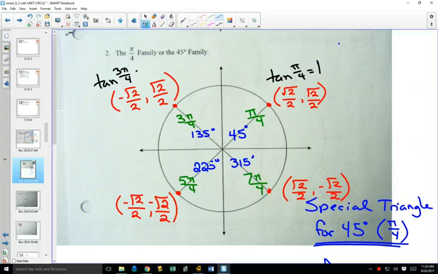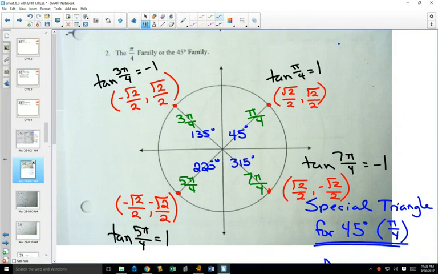In quadrant 2, well, from your cast rule, it's negative. From your coordinates, dividing sine divided by cos, 1 is positive, 1 is negative. Tan is going to be negative in quadrant 2. In quadrant 3, tan is positive. And in quadrant 4, tan is negative again.